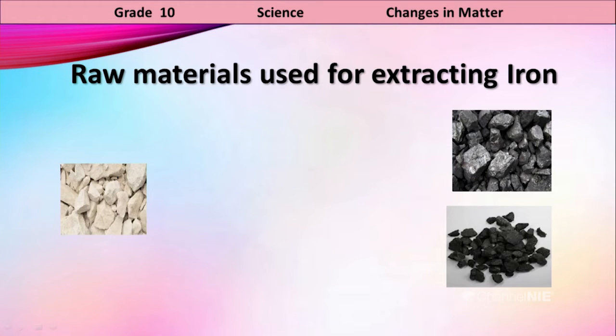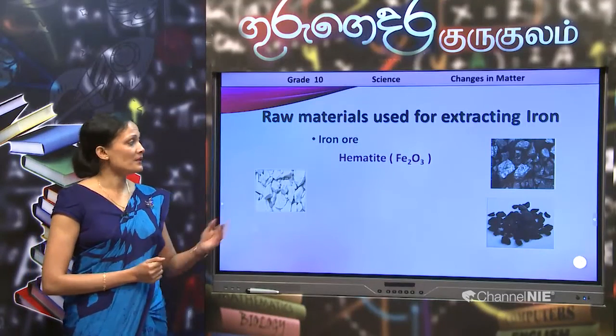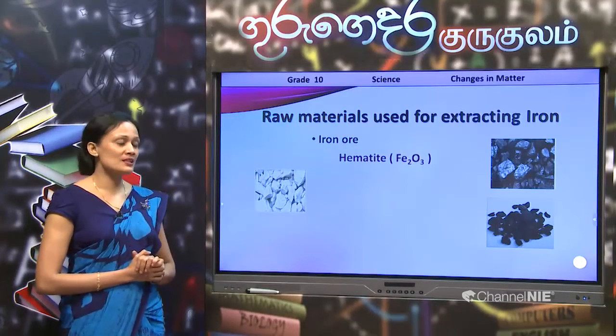To extract the iron, we need to get some raw materials. Here I am going to explain the raw materials that we need to use for extracting iron. Iron ore, the main component in it is hematite.